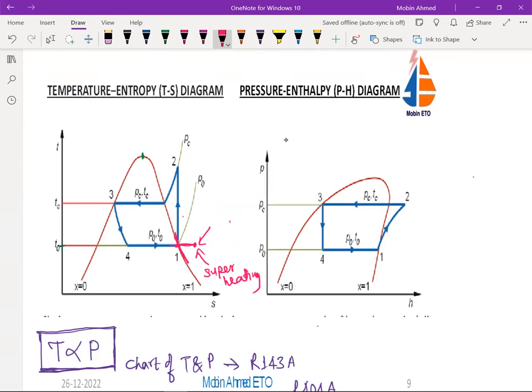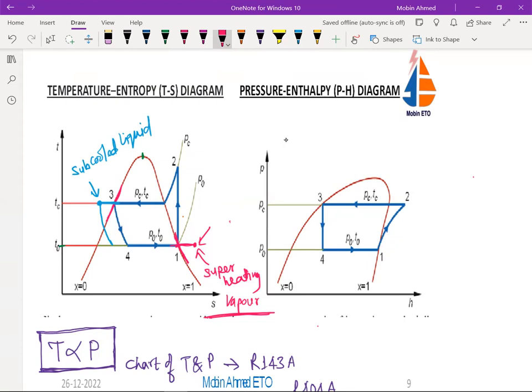Similarly, if I cool down below the saturated line, this is the liquid line. If I cool down further like this, this is the diagram that is going to flow. If it is cooled down more, this is known as subcooled liquid, and this is known as superheated vapor.